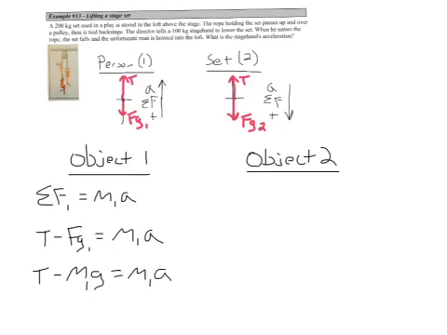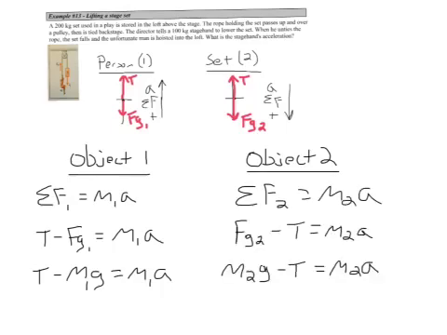So let's do the same then for object 2. And when we do that, we end up with this right here. Okay? So what's happening here is, because our acceleration is pointed in the downward direction for object 2, down is the positive direction. So we end up with a positive weight, a negative tension. These tensions are both the same. These accelerations are both the same, and what we want to solve for is that acceleration.